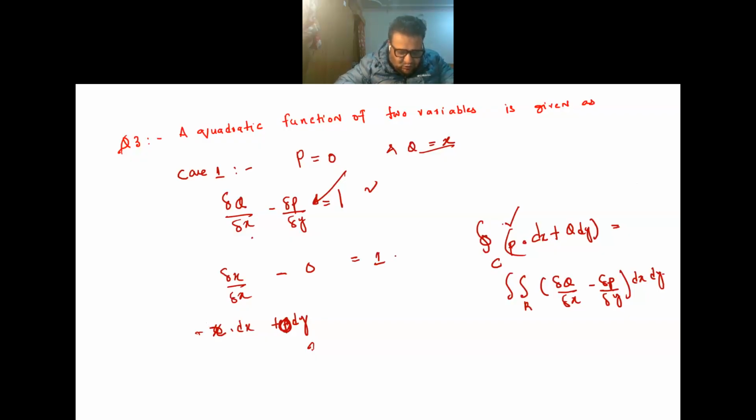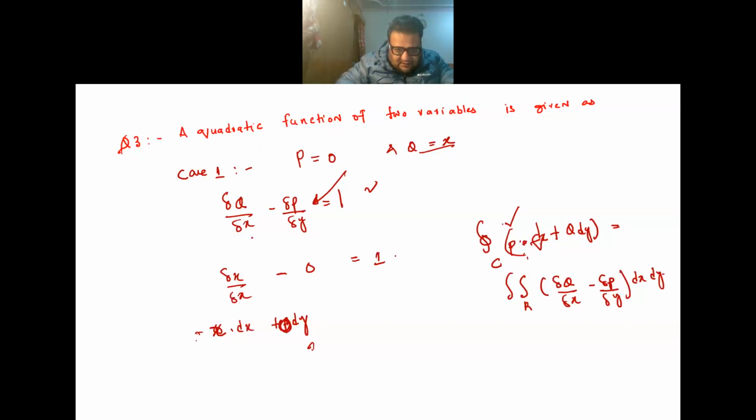So this was my question: ∂Q/∂x minus ∂P/∂y is equal to 1. Very good. My final equation there is P dx, so I have to substitute the value of P as 0 and Q as x, so P value as 0, correct here.